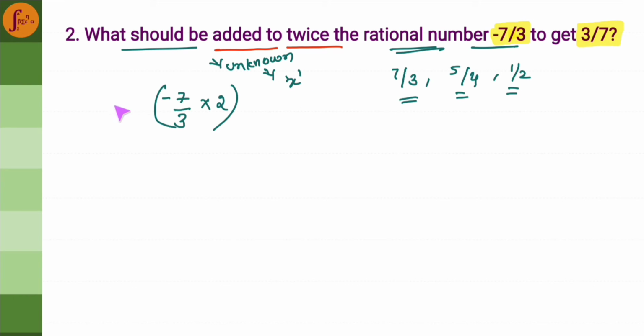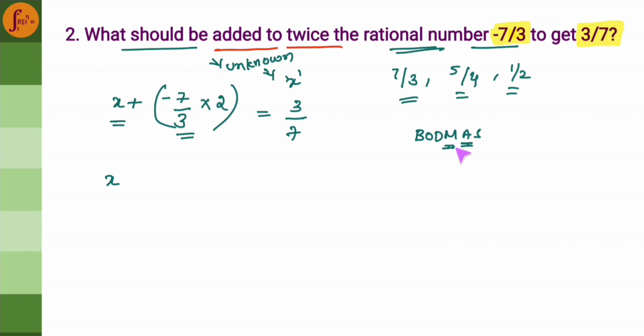We don't know the value of x. X should be added. That's it. And when you add x to this, we should get 3 by 7. First, we will have to solve this. We'll first apply the BODMAS rule, right? Before you add, you should multiply.